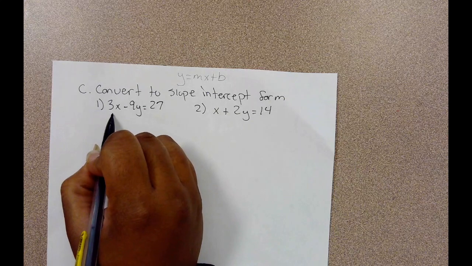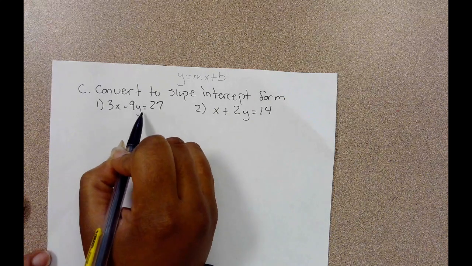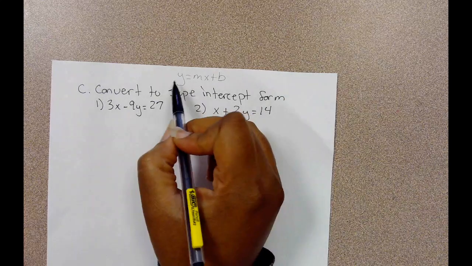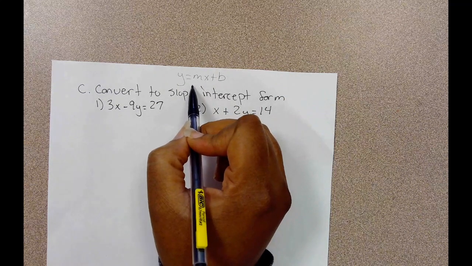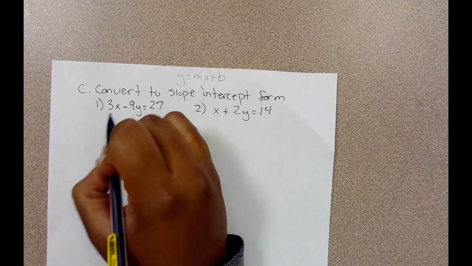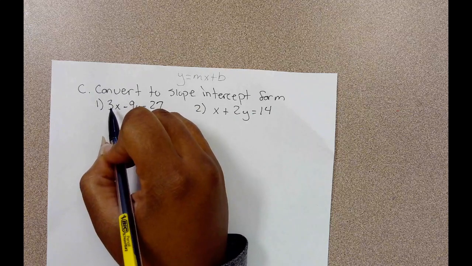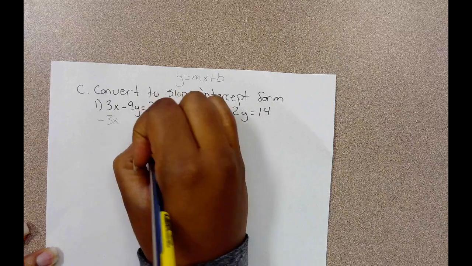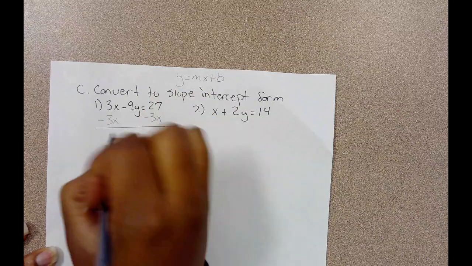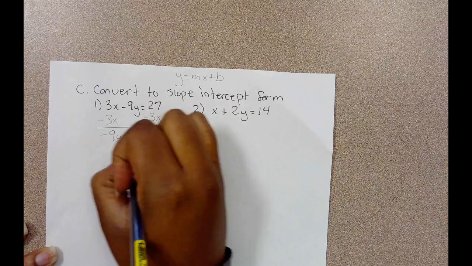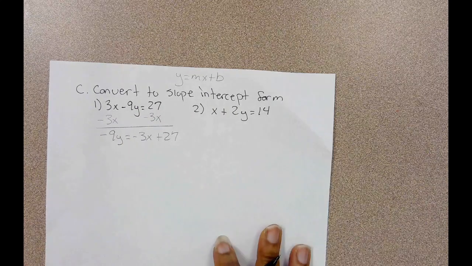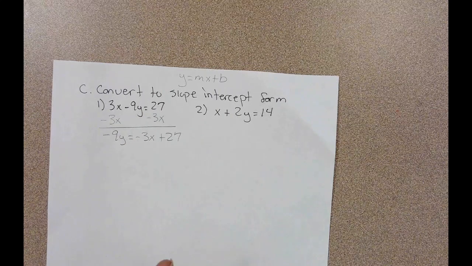So for our first question here, we have 3x minus 9y equals 27. So what I'm going to do is I know that y has to be by itself in order for it to be in slope-intercept form. So I know I need to move this 3x. Since this is a positive 3x, I'm going to subtract 3x from both sides. All right. So I'm almost there.